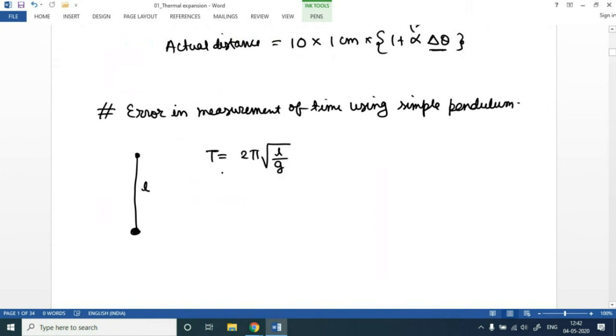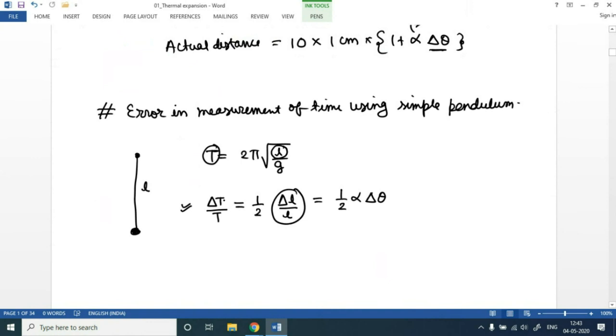Okay, so let's say the temperature is increased. Due to the change in temperature, this L will change also, and when this L changes, this T will change also. So the relative change in time period, delta T by T, we can safely write as half into delta L by L over here. And delta L by L, this quantity we have already got, that would be nothing but half into alpha delta theta. Okay, so this is the relative error in the measurement of time period.